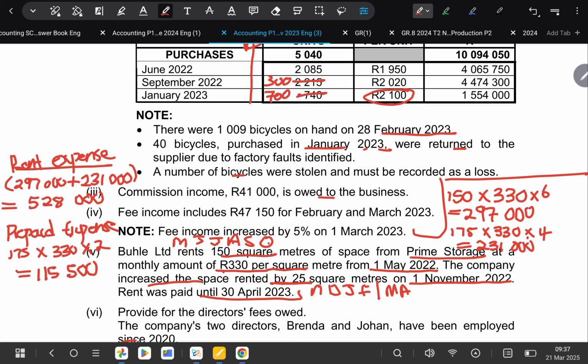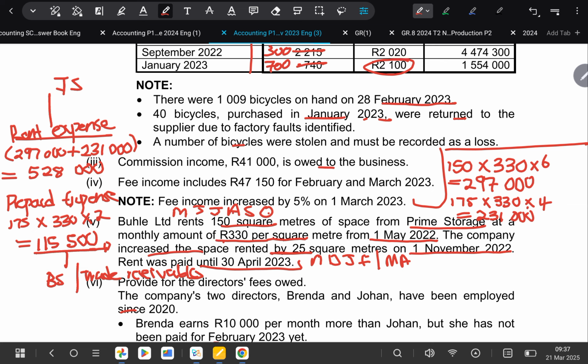So remember, this you are going to record in the balance sheet under trade receivables, and then this rent expense part will go to your income statement. Like I said, you will normally get a rent like this in terms of manufacturing. So now what they are doing, they're integrating paper 1 with paper 2, so you need to be very careful.